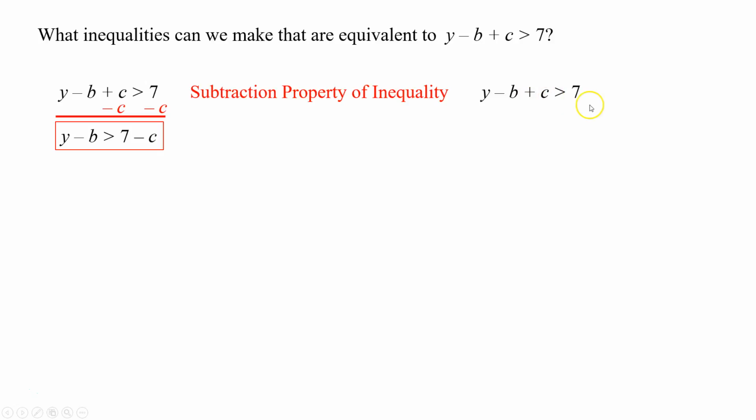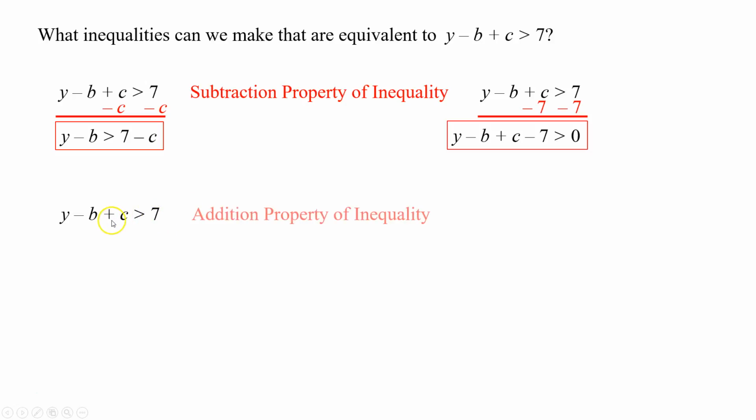I could also subtract 7 from both sides. 7 minus 7 is 0, and y minus b plus c minus 7 is just y minus b plus c minus 7. So here's another equivalent inequality that we got just by using the subtraction property of inequality.